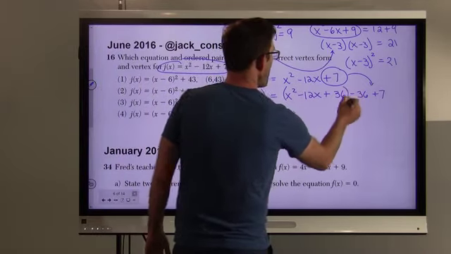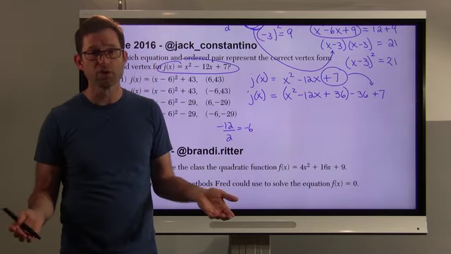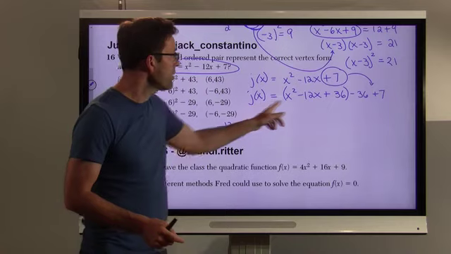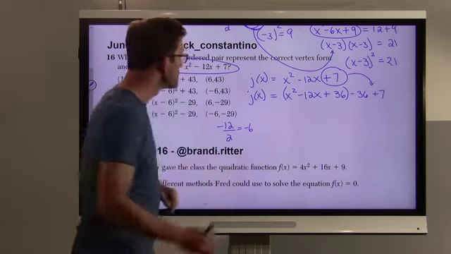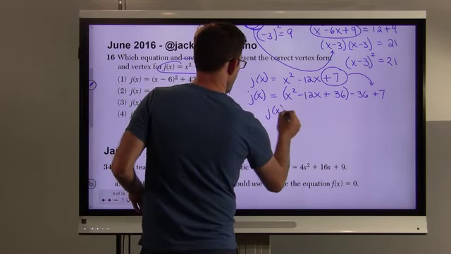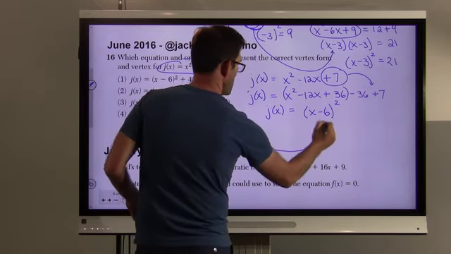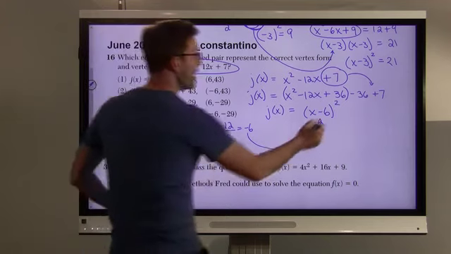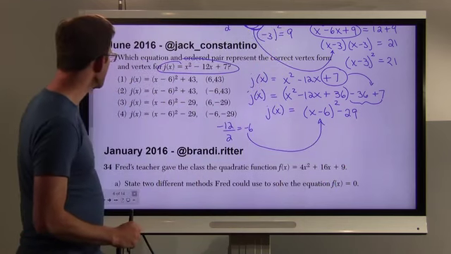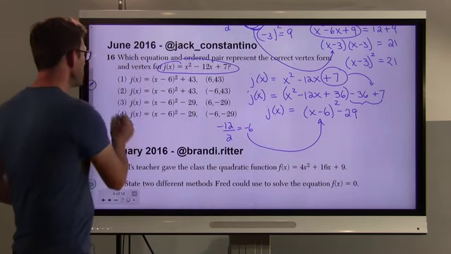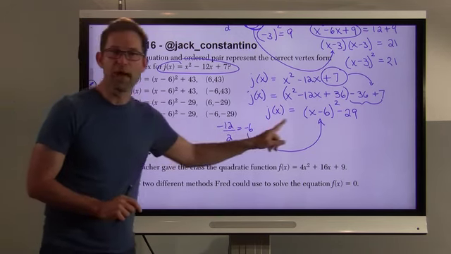So what I'm now going to do is group those three together. That's what's known as the associative property of addition, if you'd like to know. And these three now should be a perfect square trinomial. Specifically, they are (x minus 6) squared. These two then I can combine to be negative 29. So do I have that? Well, that's either this choice or this choice, right? Those two are my two choices that match up with this.